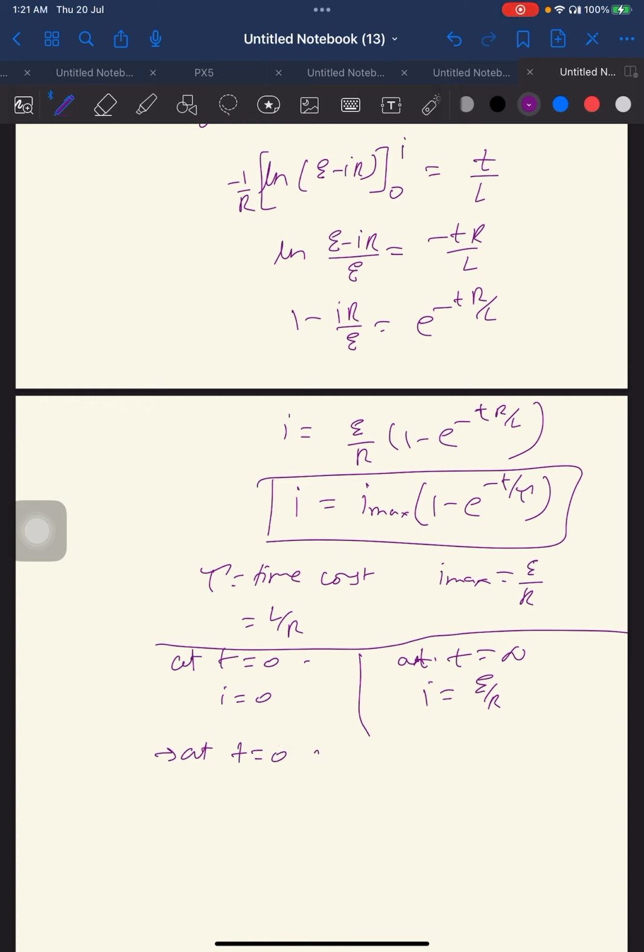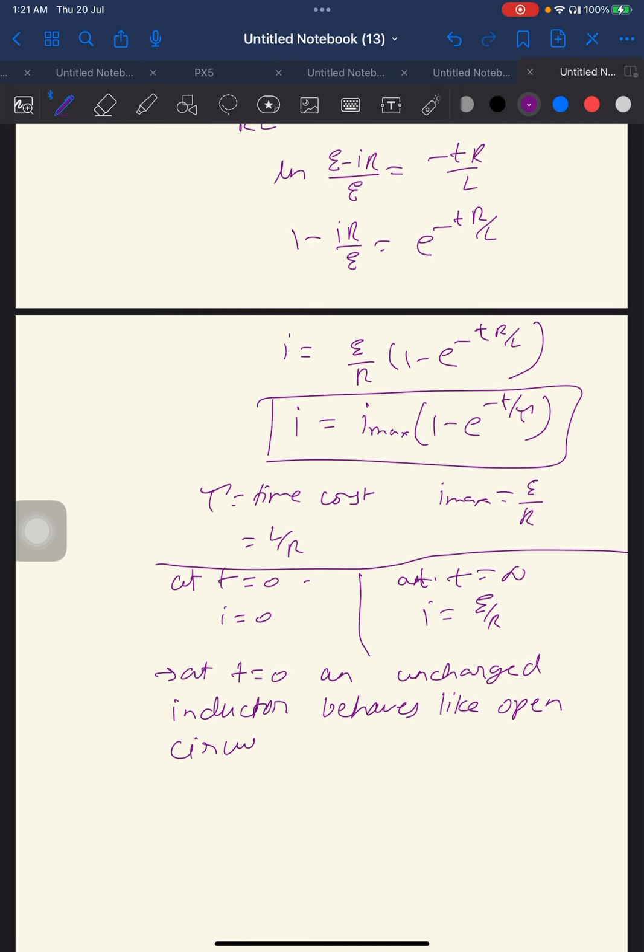At t equal to 0, an uncharged inductor, basically an inductor without any energy, behaves like an open circuit. It's not going to allow any current, while at t equal to infinity, it behaves like a short circuit.